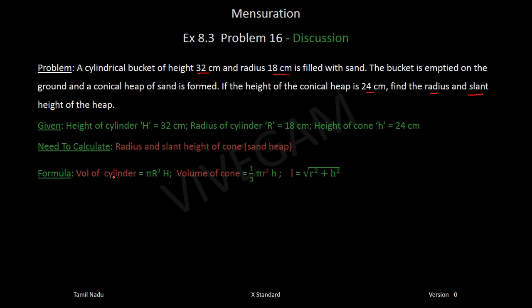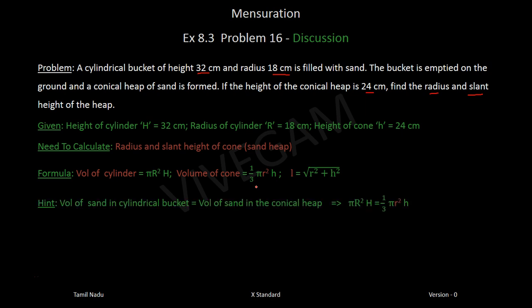But we know this cylinder volume, which is a bucket here. Actually, it's the height of the cylinder, it should be height of the bucket, cylindrical bucket. I made a mistake here. So, volume of the cylindrical bucket is equal to volume of the conical heap. Which means pi r squared h will be equal to 1/3 pi r squared small h.